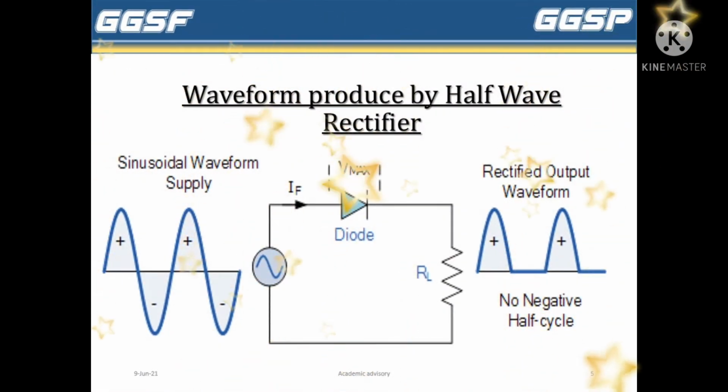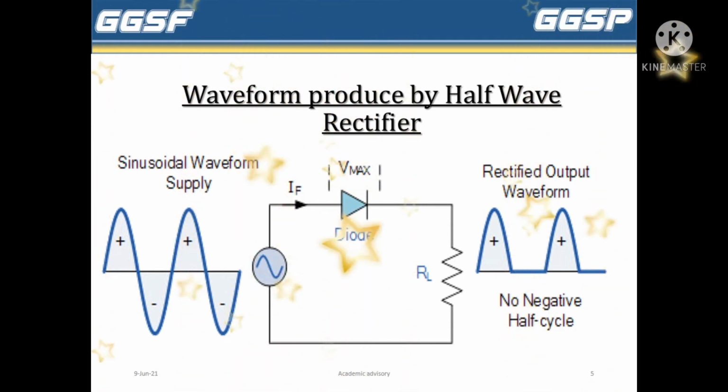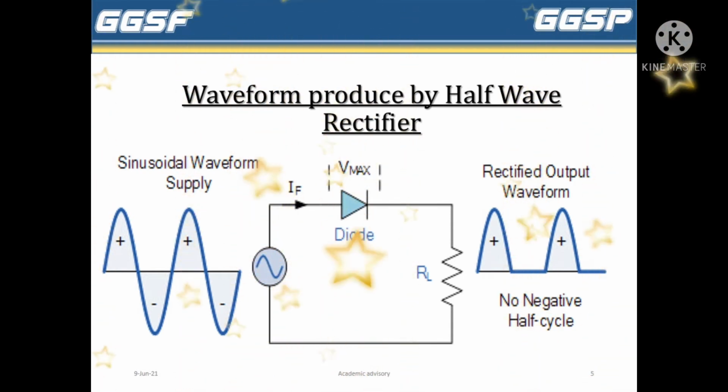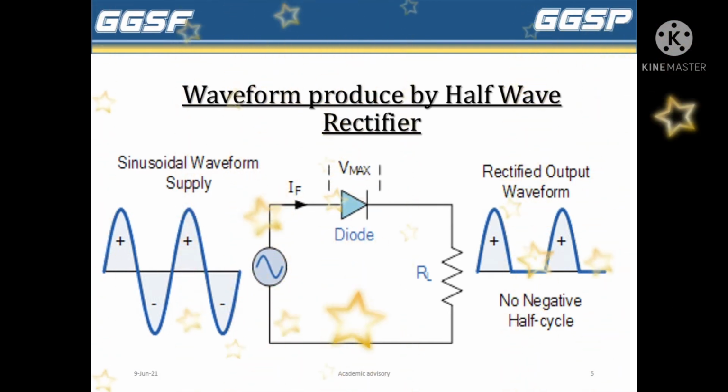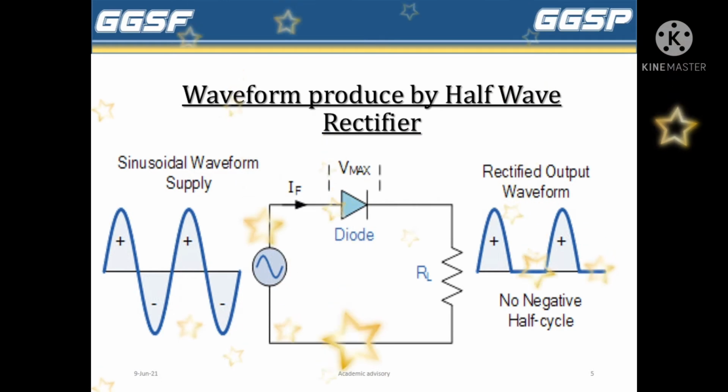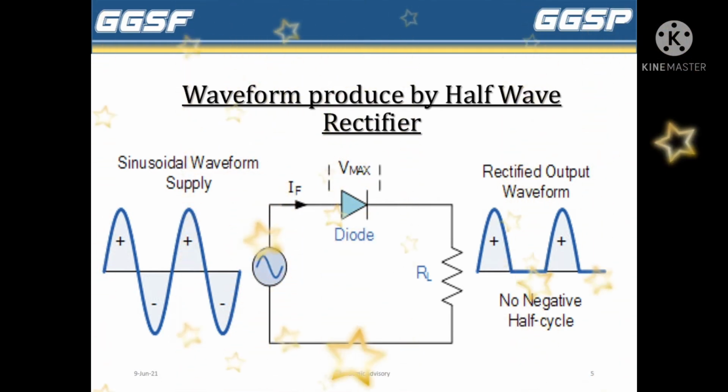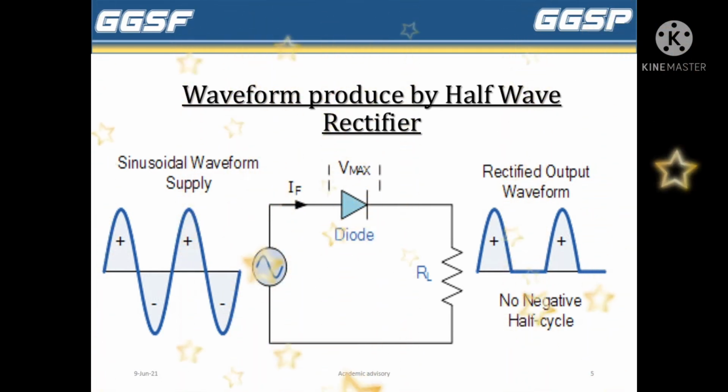Down you can see the waveform produced by a half wave rectifier. At left you can see the sinusoidal waveform supply, and at the right you can see the rectified output waveform. When the positive half cycle of the AC sine wave is given, the diode works in a forward bias condition and hence allows the current to flow in the circuit.